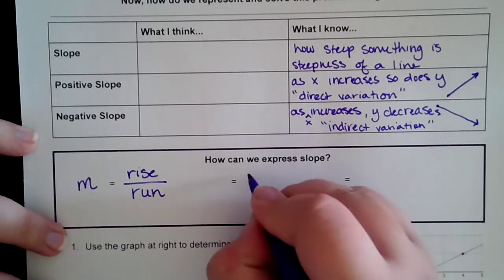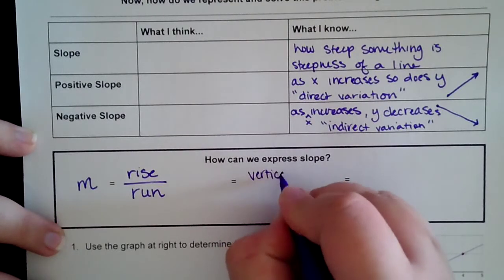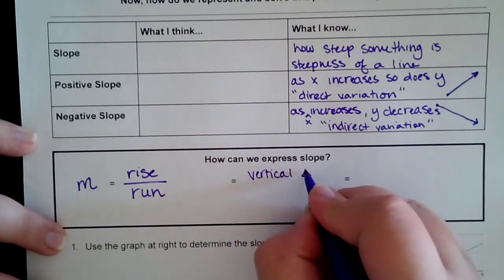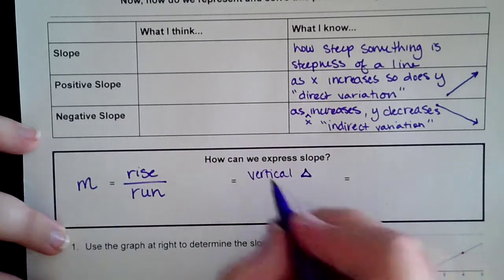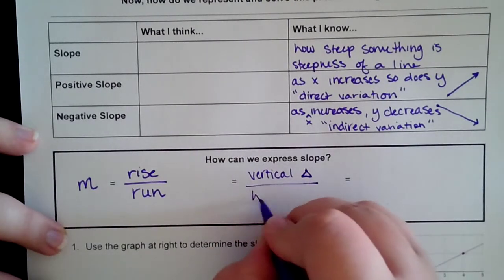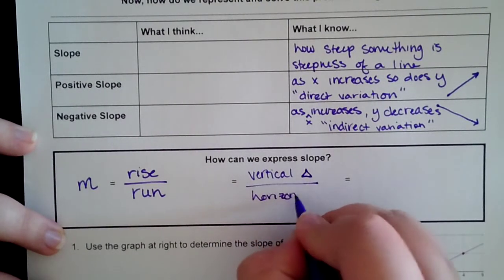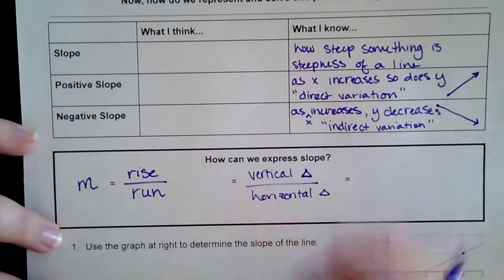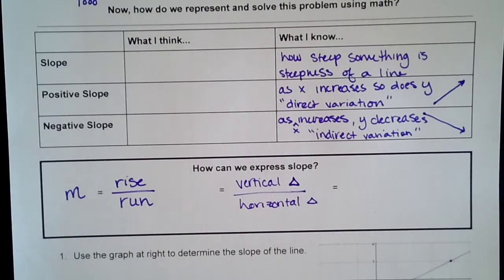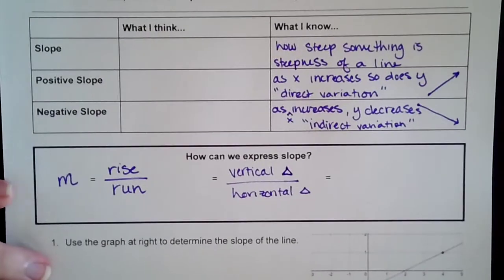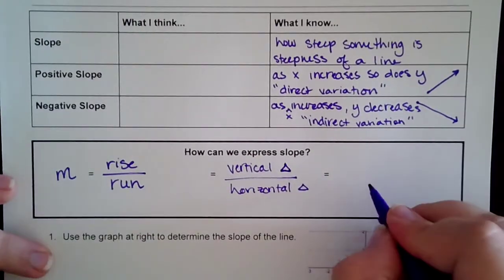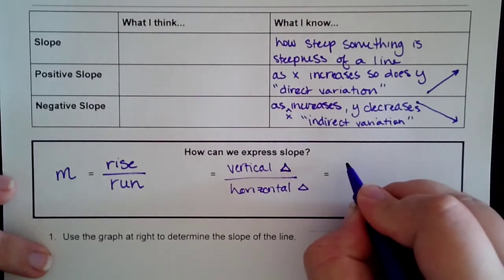Next up, we can look at it as the vertical change. Remember, delta is the symbol for change, so vertical change divided by horizontal change. And that says the exact same thing as rise over run. Some people just prefer to use different vocabulary. The last one, and one of the most important ways we're going to learn how to express slope, is as the formula for slope.